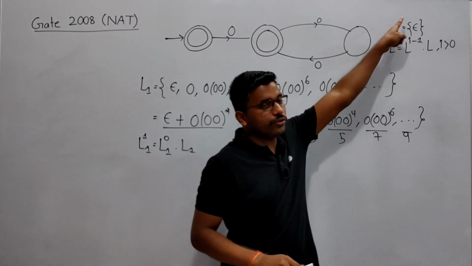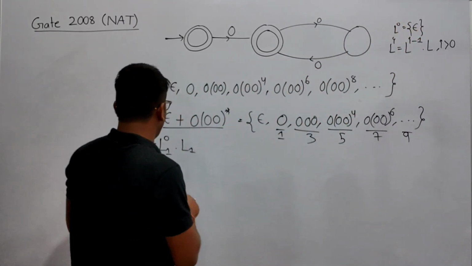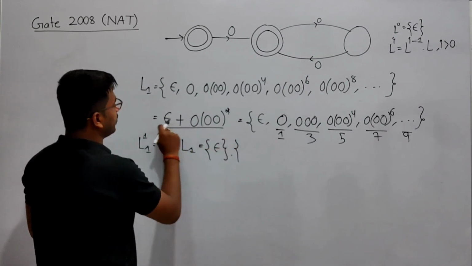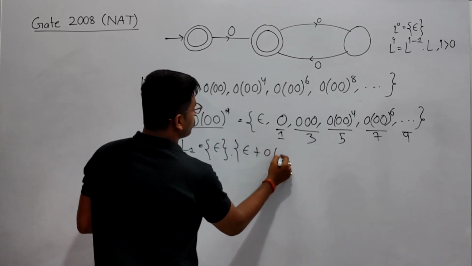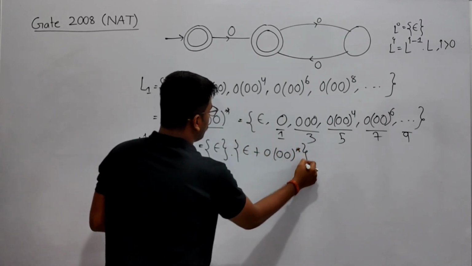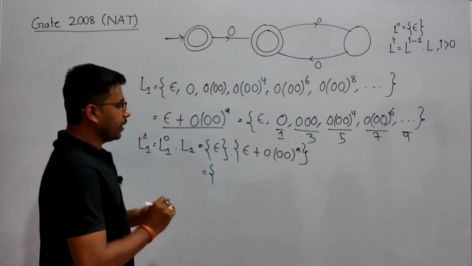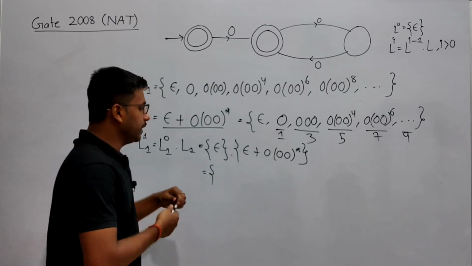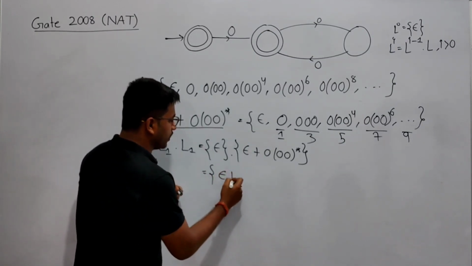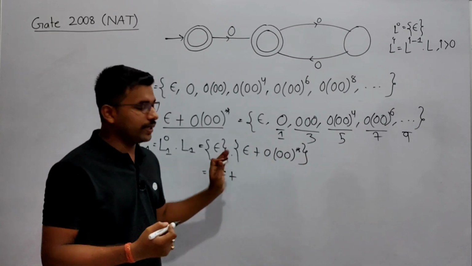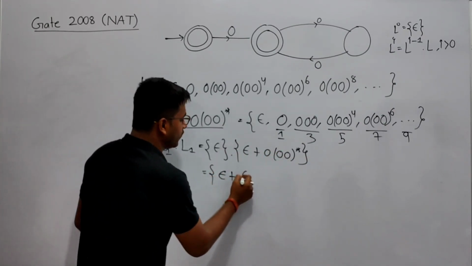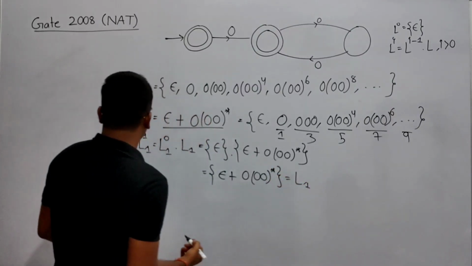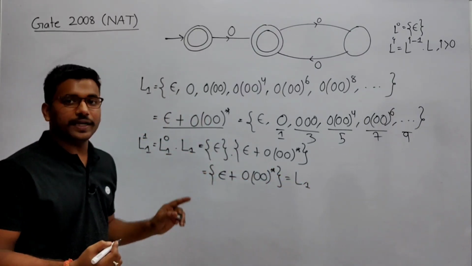For every language, the power 0 will contain epsilon. They have already given that. So it is containing epsilon. And then L1, it is containing this epsilon plus 0 0 star. Now you know that whenever you do concatenation with epsilon, you are going to get the same thing. So epsilon dot epsilon, you will get epsilon only. Epsilon dot this, concatenating epsilon with this, you will get this only, 0 0 star. So you are getting the same language, L1 only. So L1 to the power 1, you are going to get L1 only.